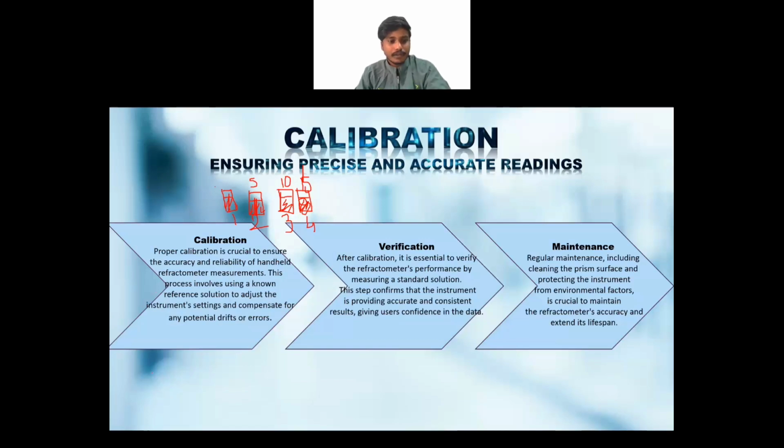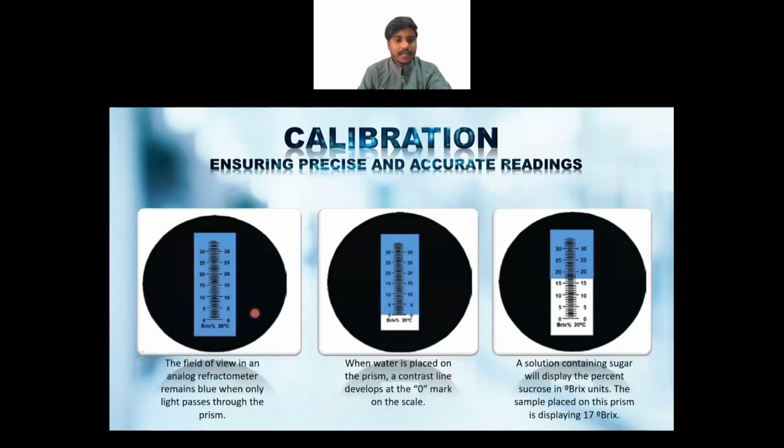If you observe, the field of view in an analog refractometer remains blue when only light passes through the prism, and this is the diagram that we can see from the eyepiece. When water is placed on the prism, a contrast line develops at the 0 mark on this scale. A solution containing sugar will display the percentage sucrose in Brix units. And the sample placed on this prism is displaying 17 Brix.